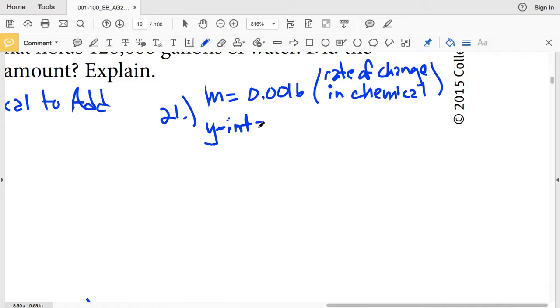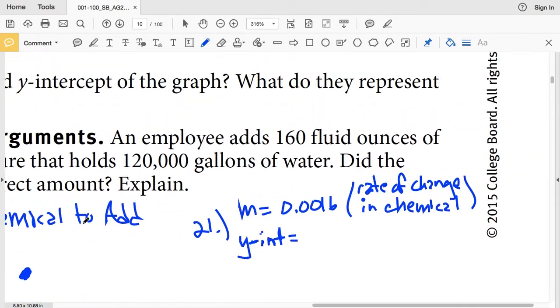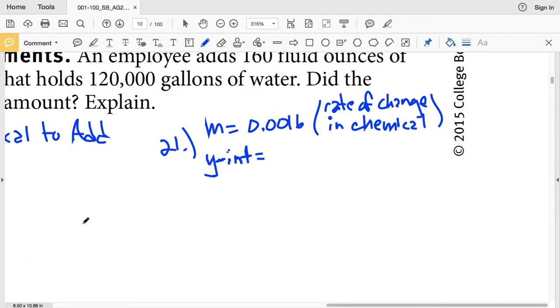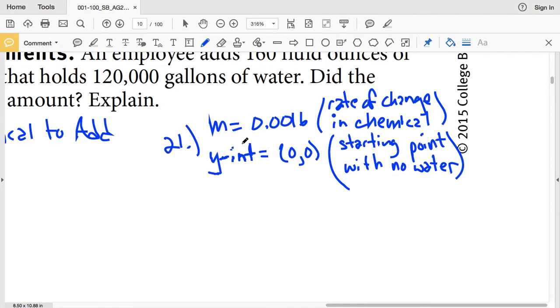All right, so the y-intercept is equal to, now if you were to say the y-intercept is 0, you would be wrong. X-intercepts and y-intercepts, these are points, right? A point is where it intercepts, so it would be at 0, comma 0. And what does this represent? Well, it represents the starting point, right? Starting point with no water. Okay, and that's it for 21.